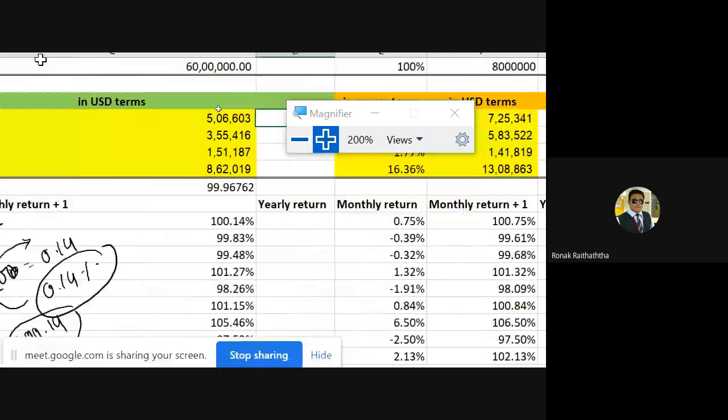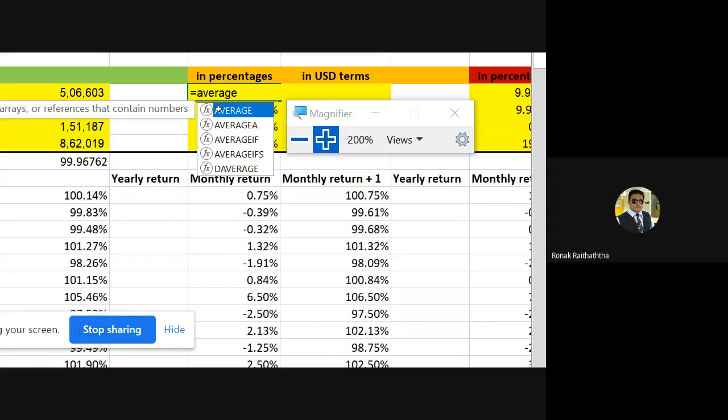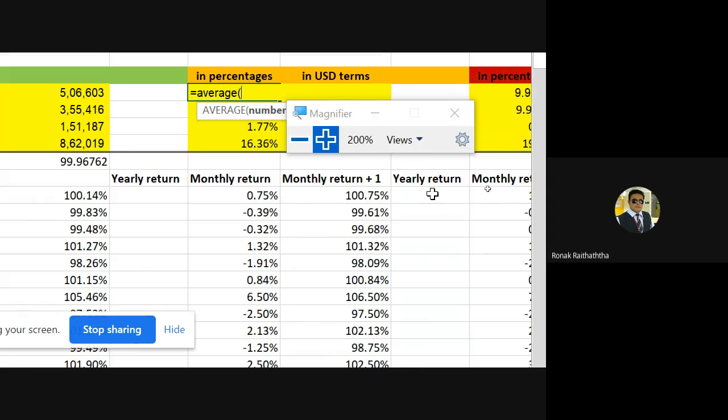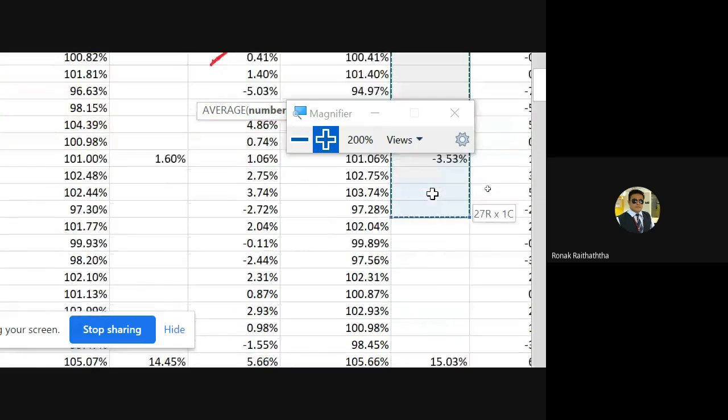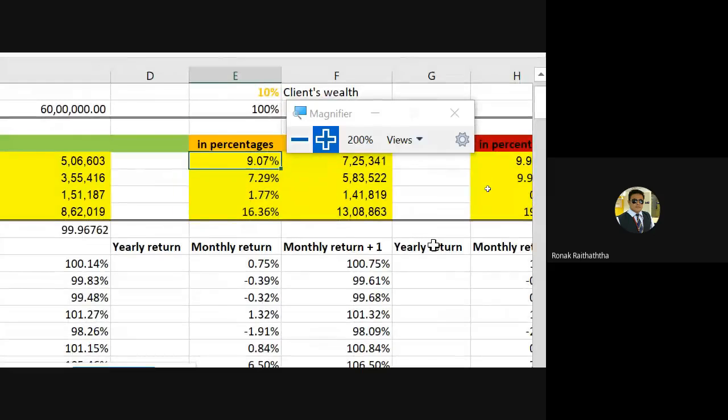In the same manner, you would also find the average return of the second portfolio. Everyone should start doing along with me. So it's nothing but just the average of all the yearly returns you have. So equal to AVERAGE, opening the bracket. And right from the first to the last one, we are selecting all the returns there up to 9.58 in the second one. Closing the bracket, pressing enter. So the second one average is coming at 9.07.